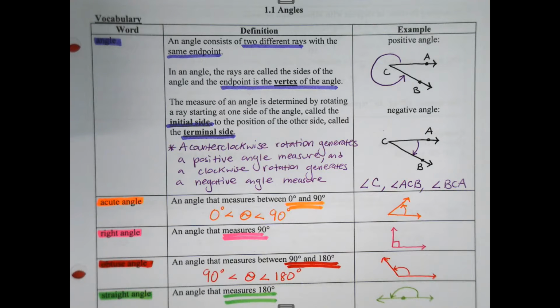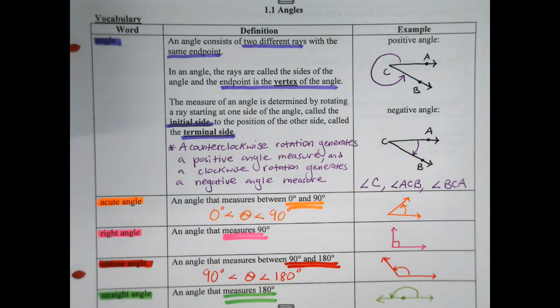Section 1.1 is going to look at various angles. First, we need to remember what an angle is. An angle consists of two different rays with the same endpoint. In an angle, the rays are called the sides of the angle, and the endpoint is the vertex of the angle.